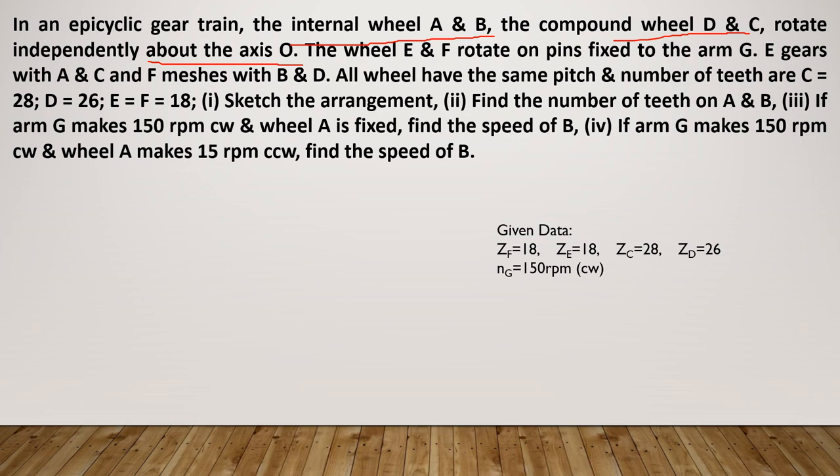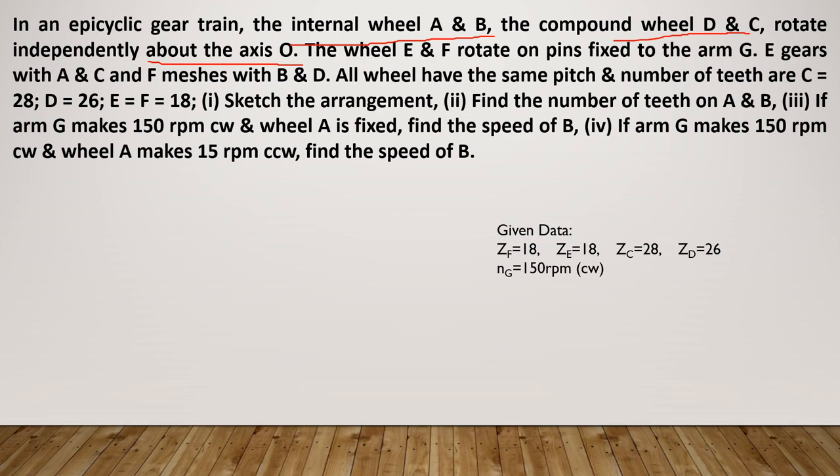Next statement. Wheels E and F rotate on pins fixed to arm G. Okay, arm G means there should be a center. Whatever center is given, the arm G is fixed to the same center, which is supporting E and F. Next, E meshes with A and C, F meshes with B and D. So E meshes with these two gears, F meshes with B and D. Okay, so it is understood that A and B are outside, C and D are inside. So in between these two gears, E and F should be there.